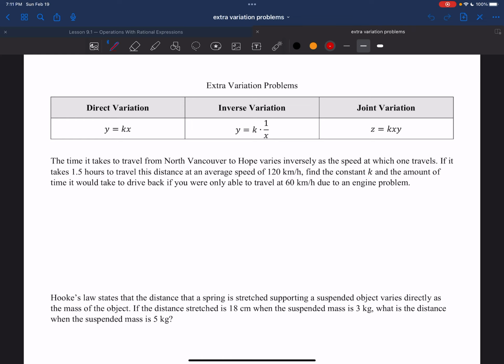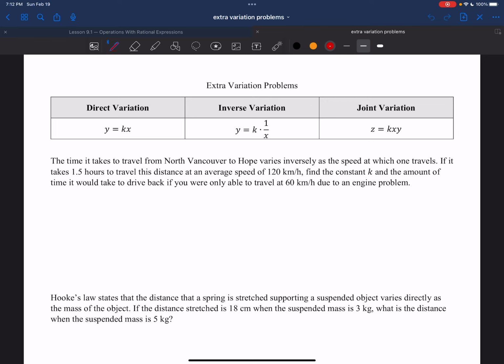So in this video I'm going to cover some examples with direct, inverse, and joint variation, writing a verbal description of it and writing the equation from a verbal description and things like that. You guys were asking if I could maybe go through some more examples, so I thought I'd do that.